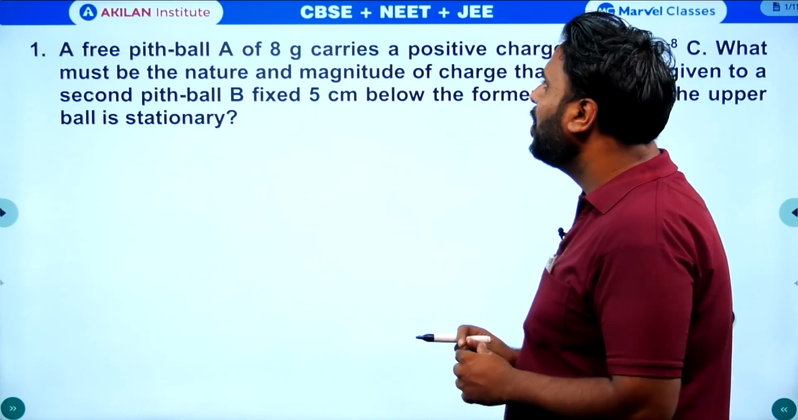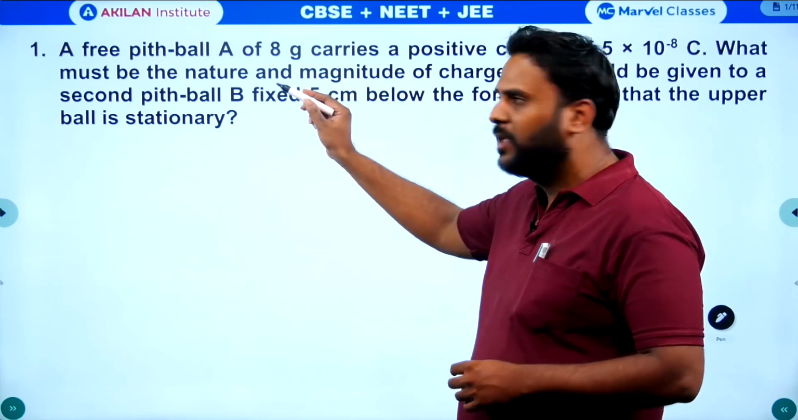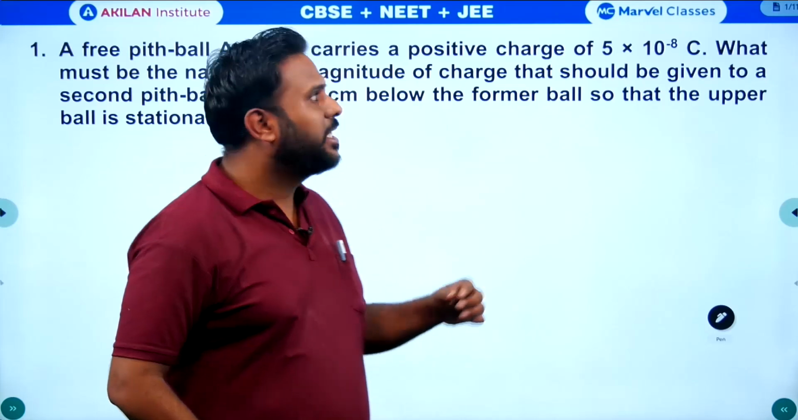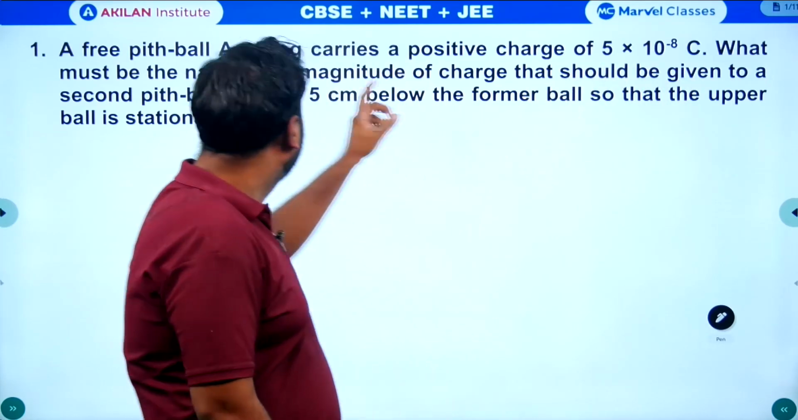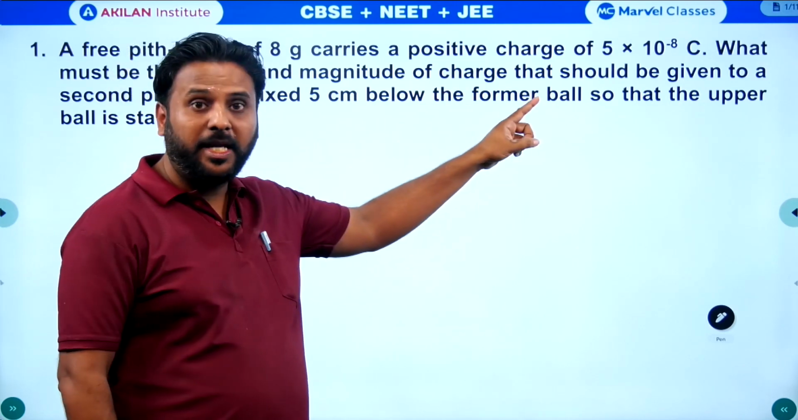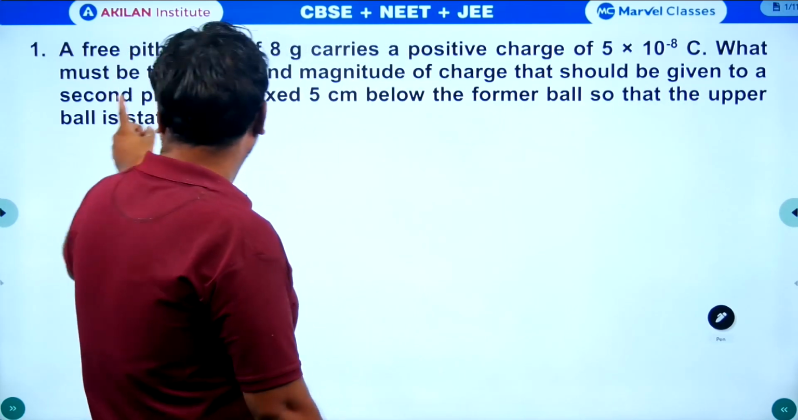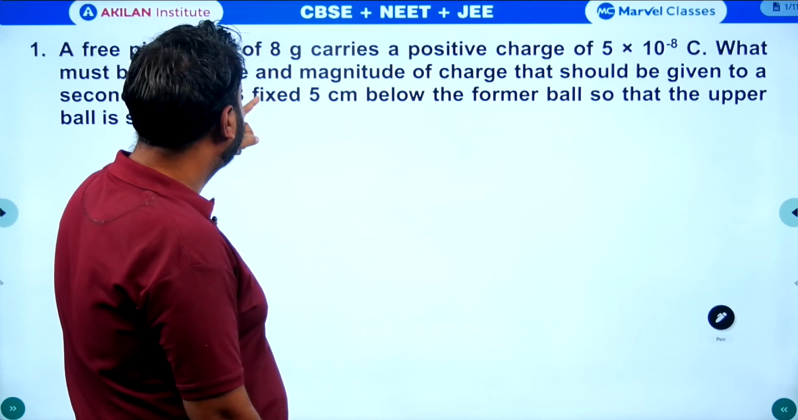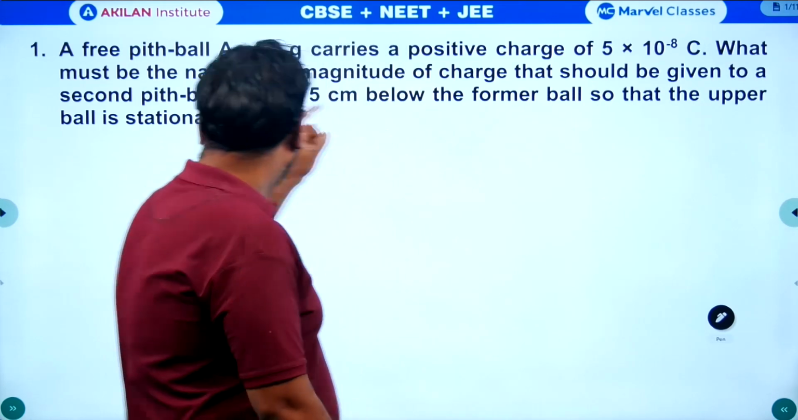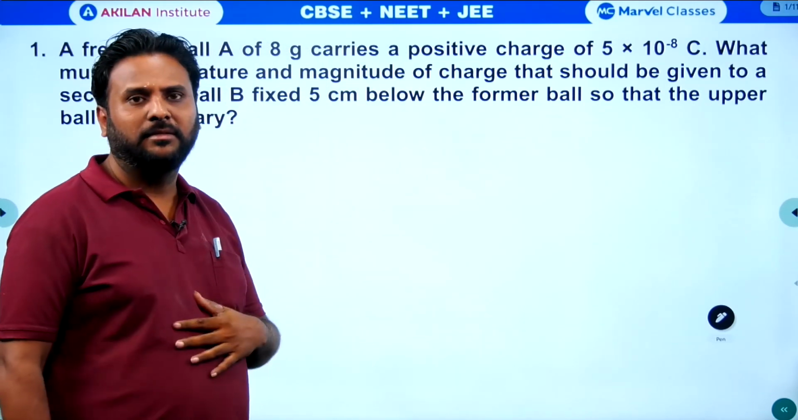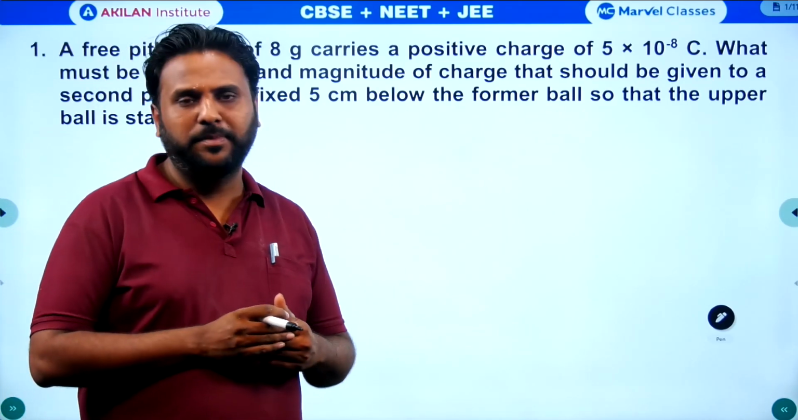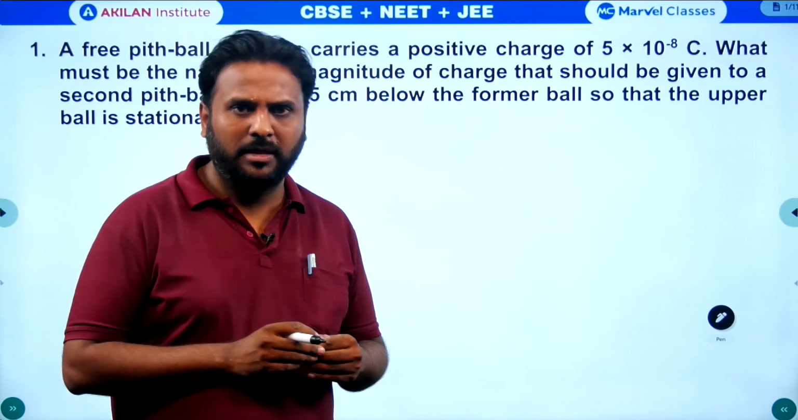A free pith ball A of 8 gram carries a positive charge of 5 into 10 to the power of minus 8 Coulomb. What must be the nature and magnitude of charge that should be given to a second pith ball B, fixed 5 centimeter below the former ball, so that the upper ball is stationary? The question is given very clearly. First we have to read the question 1 or 2 times, then only we can attend the answer.